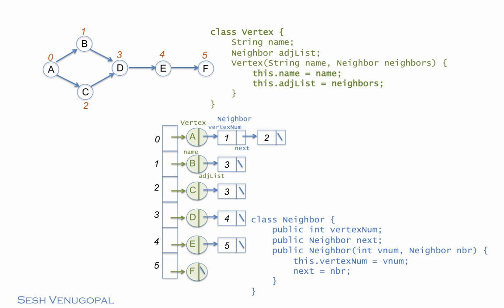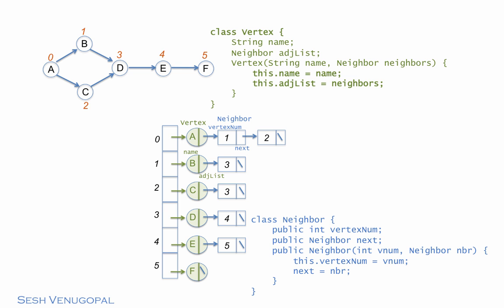Just as the assignment of numbers to vertices is arbitrary, so is the sequence in which the neighbors of a vertex are stored in its adjacency linked list. So, for instance, the neighbors of A here are stored in alphabetical order, with B first, then C, but it could well have been C first, then B. It would make no difference in the outcome of any of the algorithms applied on the graph.